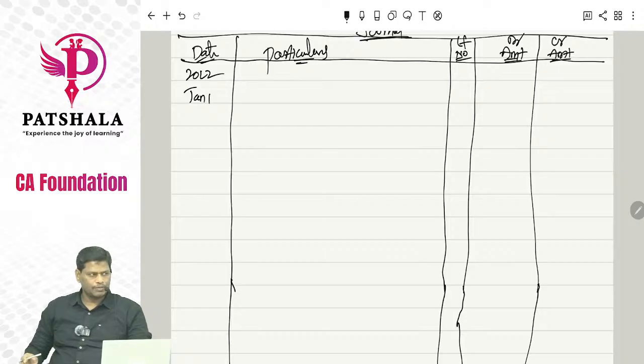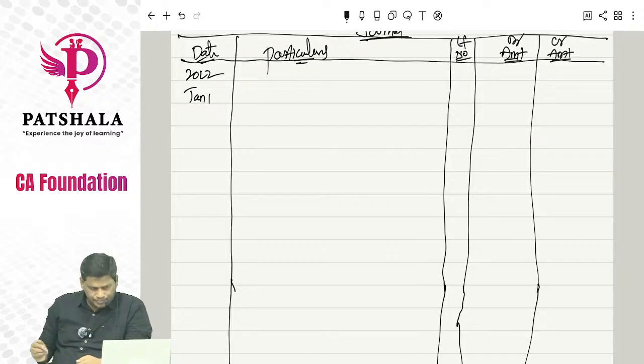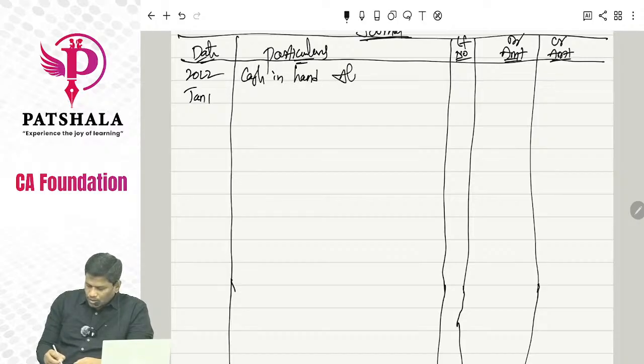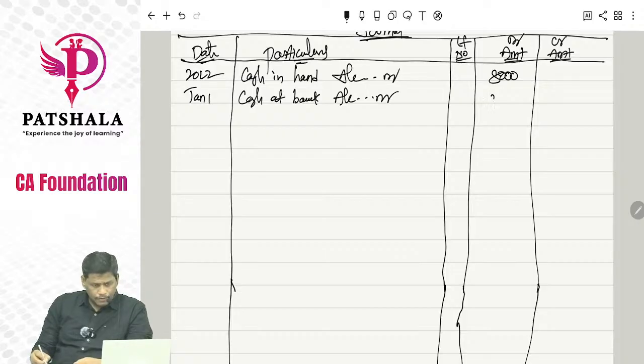You have that material with you? First, cash in hand account debtor. Write with me. 8,000. Cash at bank account debtor. 25,000.